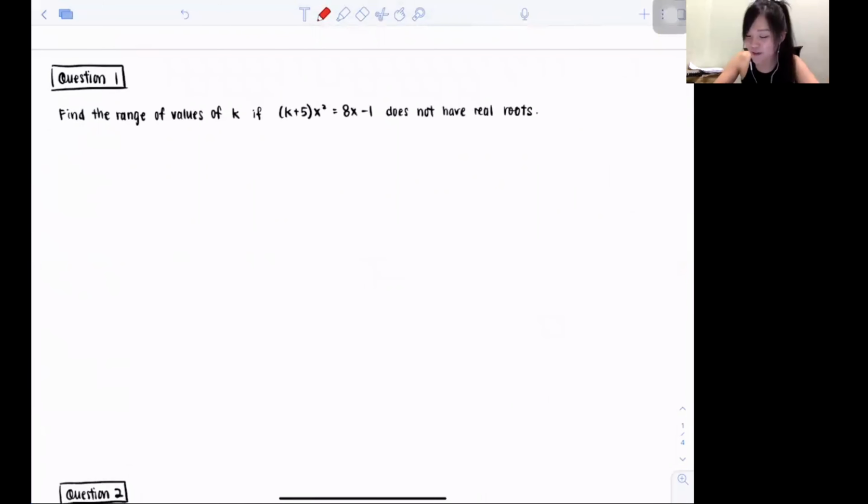Question 1, they say, find the range of values of k. You want to find k. Can you see the word range? I said in the part 3 video, range means your answer will definitely have a bigger or smaller sign, okay? They say if this particular equation, let me copy down the equation for all of you, does not have real roots. Based on what I just taught you, the moment you read until here, you should know the keyword is what? Does not have real roots, correct?